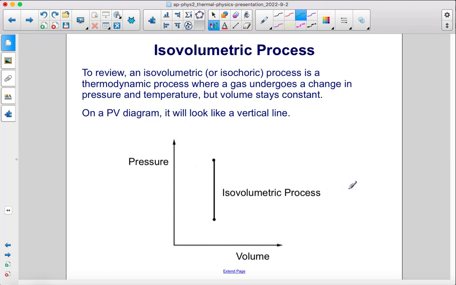To review, an isovolumetric or isochoric process is a thermodynamic process where a gas undergoes a change in pressure and temperature, but volume stays constant. Isovolumetric, the volume stays constant. On a PV diagram, it will look like a vertical line. You can see the pressure can change. It's going up or down depending on temperature changes, but the volume stays the same. It is not moving right or left on the graph. Therefore, a vertical line is an isovolumetric process.